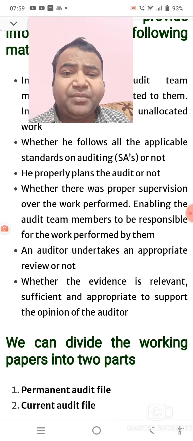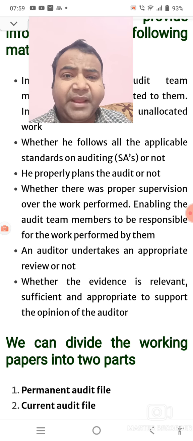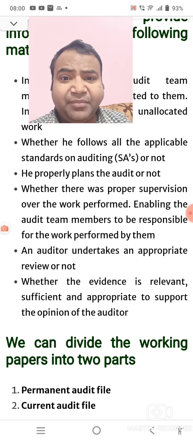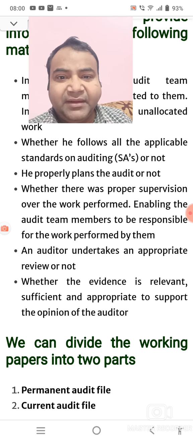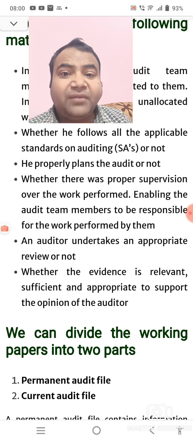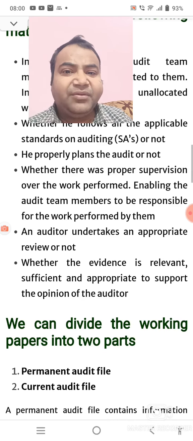And the third one is whether he properly plans the audit or not. That also shows from the working paper. If the audit work has been planned properly, then the audit program copy will be there, and all the time schedules and time frames will be there, and who is assigned and at what time he has to finish his work. So all the deadlines will be given in a certain time frame, and what has to be achieved, and what will be the outcome of the work assigned to each and every individual.